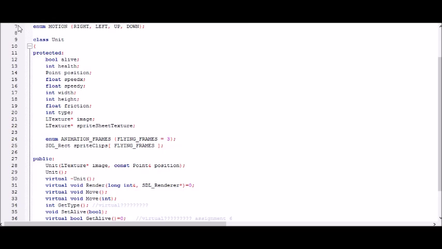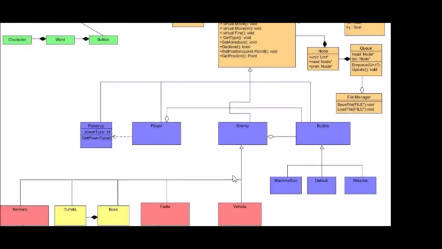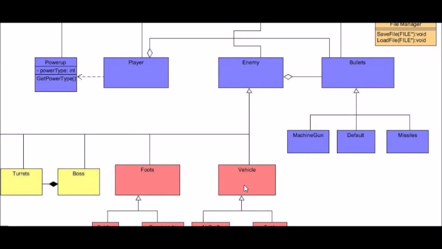Last time we saw how we inherited some files, like enemy from unit and vehicle from enemy, and some more, here aircraft and tank from vehicle. So now we are going to proceed further. We are going to make some functions for vehicle, aircraft and tank.